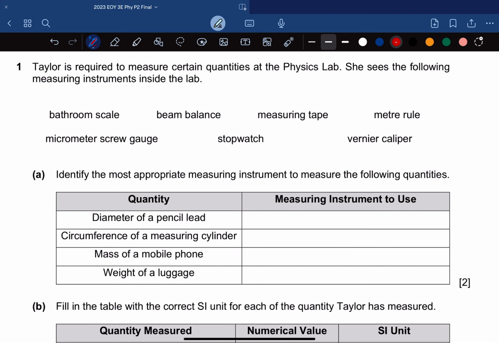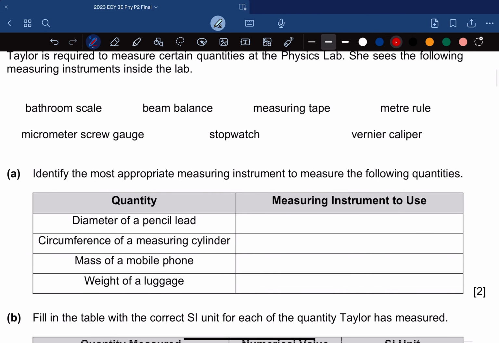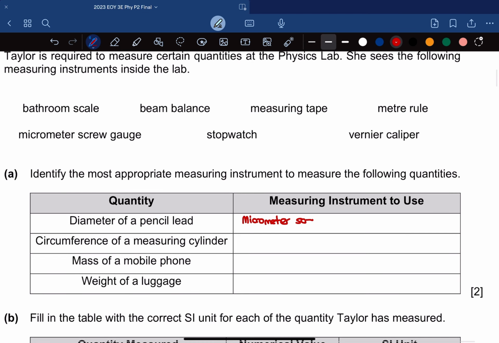So we know that if it's a pencil lead and I want to measure the diameter, there are two equipments from this entire list which we can either use. We can either use the micrometer screw gauge or we can use a vernier caliper. Both answers are acceptable. So for diameter of a pencil lead, I can either say that I use a micrometer screw gauge, or you can also use a vernier caliper as well. Okay, this is the answer for diameter of pencil lead.